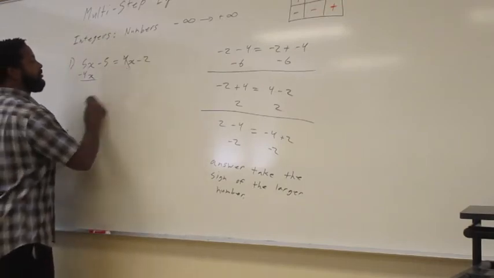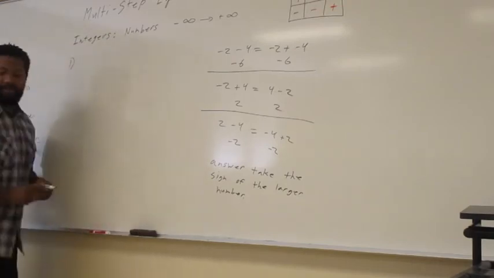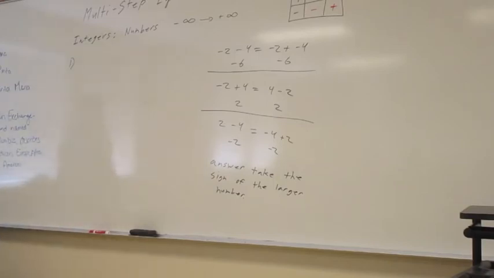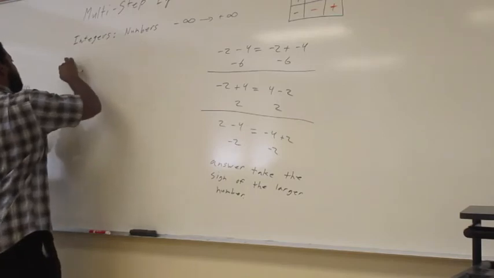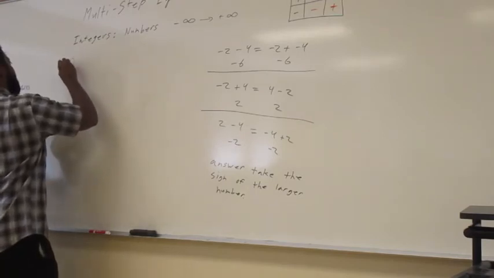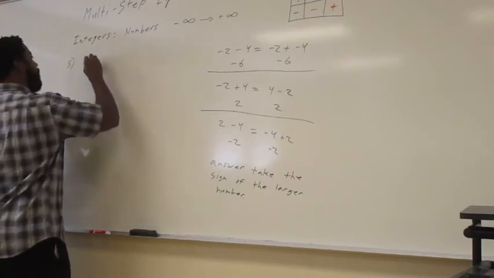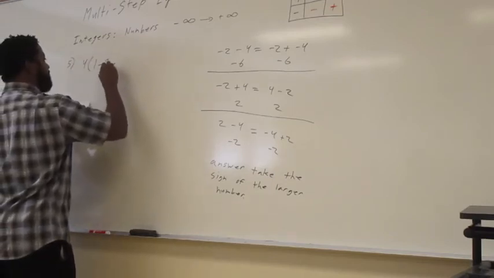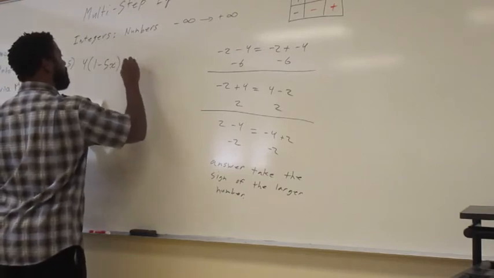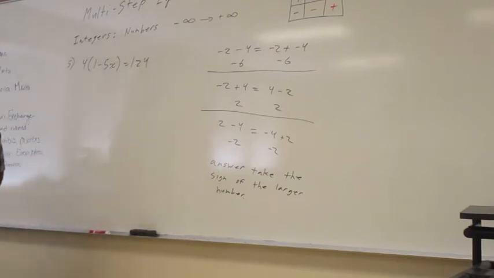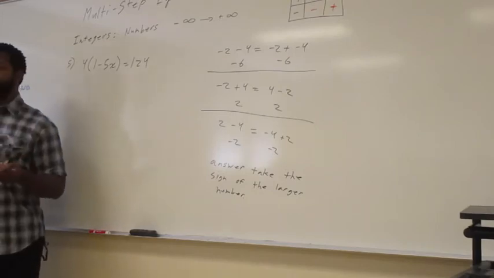Alright, number 6. That was 1, 3, and 5, the distributive property. Now we have 4 minus 5x equal to 124. Wait, we're doing number 5. All right, so who here has an issue with the distributive property?